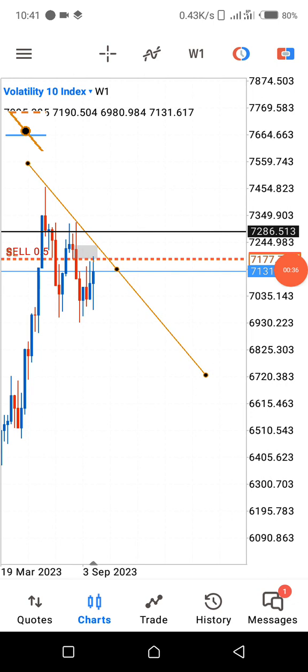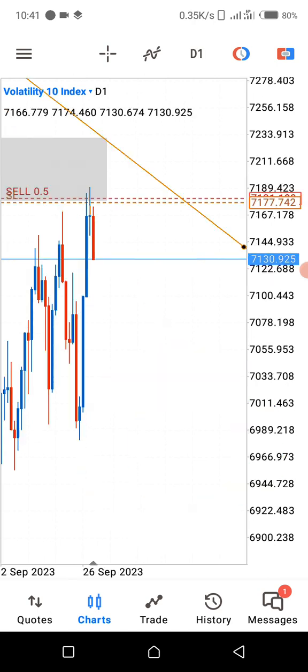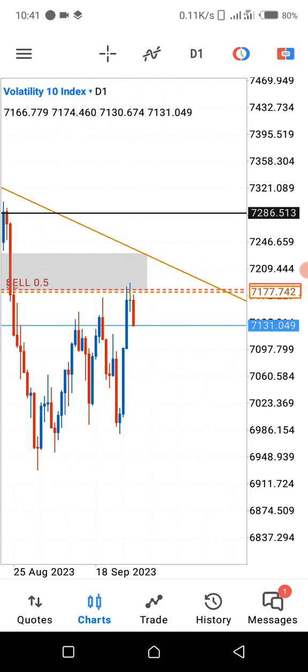So I was actually expecting the market to go back to the trend line and then tap into the trend line. So if I go back to my daily time frame, see that the market almost got close to the trend line. So I was actually expecting it to just tap, then I'll take a quick sell from there.